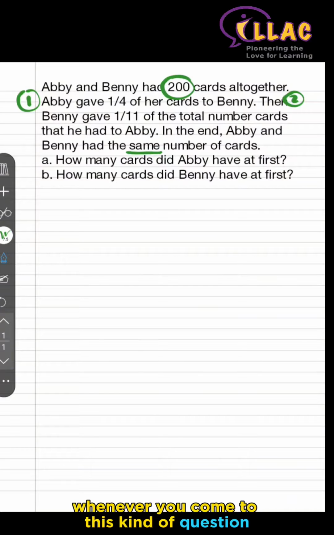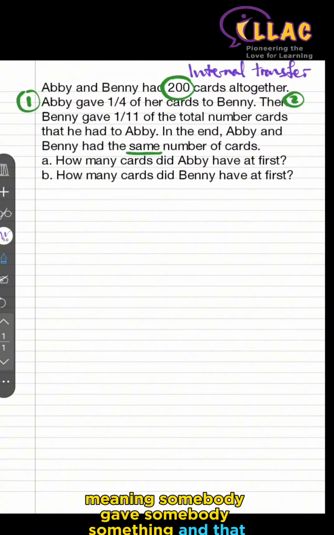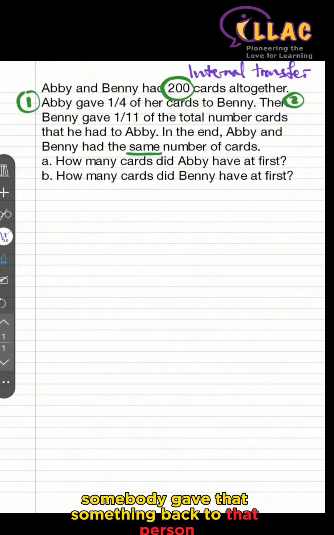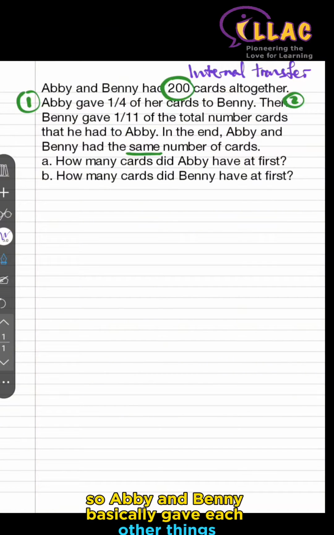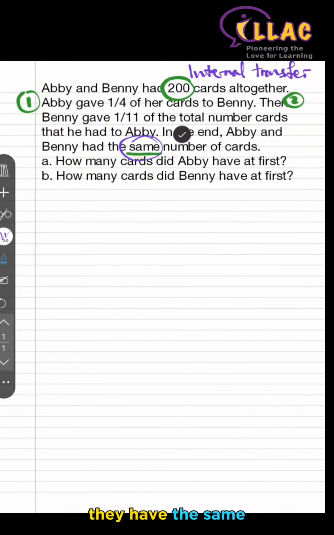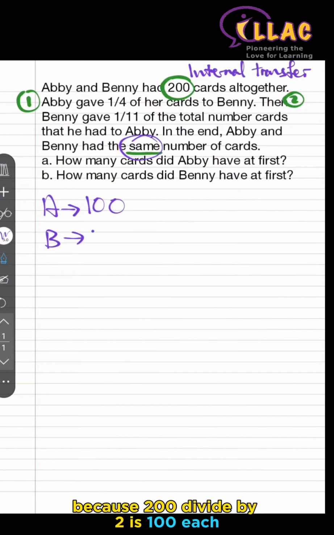Whenever you come to this kind of question and you notice that there is internal transfer going on, meaning somebody gave somebody something and that somebody gave that something back to that person. So Abby and Benny basically gave each other things, and so the total doesn't change. And at the end of everything, they have the same, which means Abby and Benny both have 100 each, because 200 divided by 2 is 100 each. They have the same at the end.